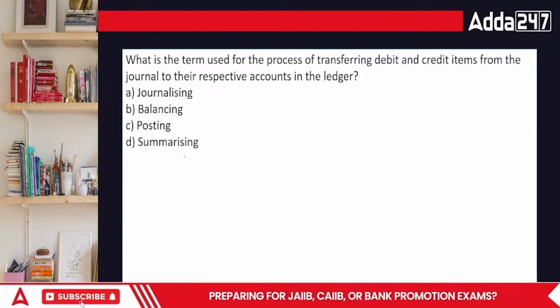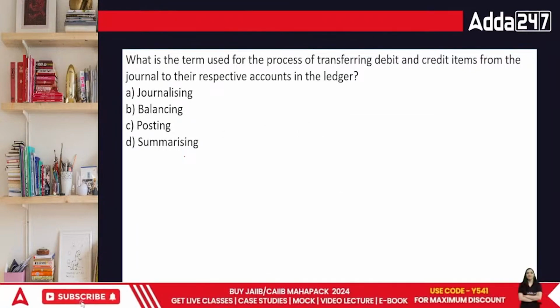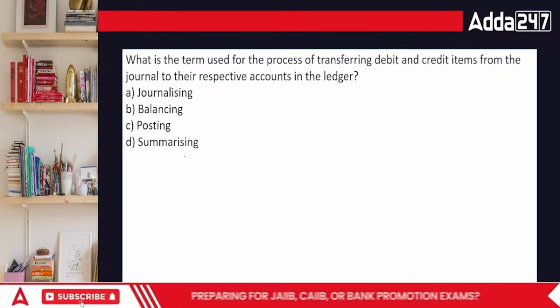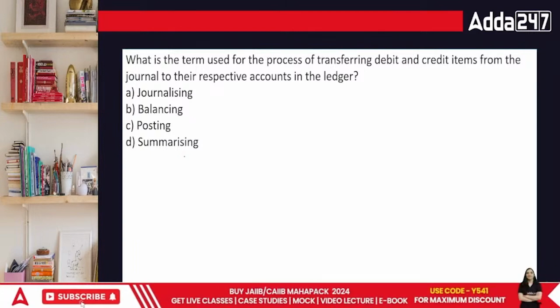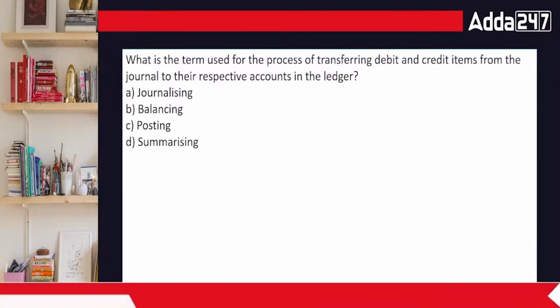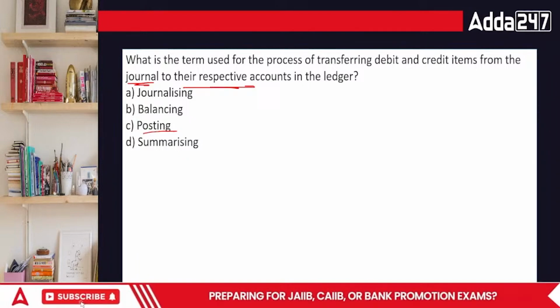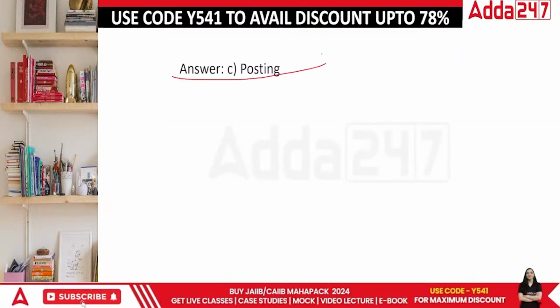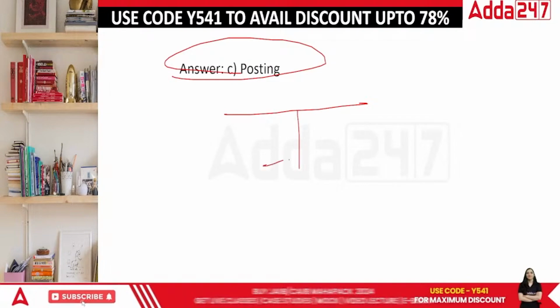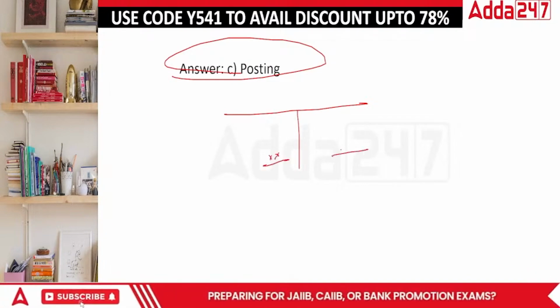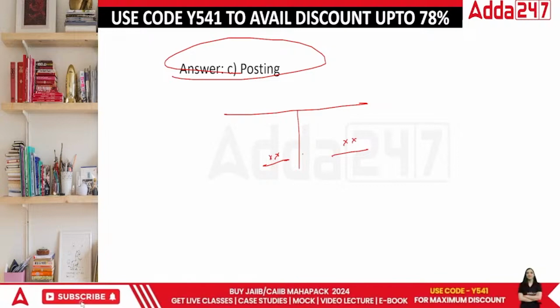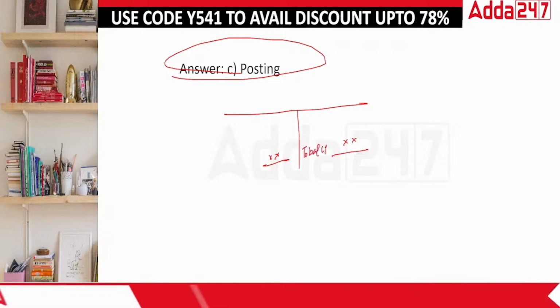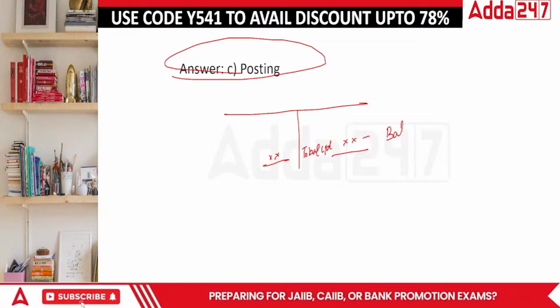What is the term used for the process of transferring debit and credit items from journal to the respective accounts in ledger? Journal, balancing, posting, or summarizing. When we are transferring the particular items from debit and credit from the journal towards the ledger, that is called posting. Then what is balancing? Balancing is when we make a ledger, this side is more, this side is less. If the balancing figure comes here, to make it balance, this is carried down. This process is called balancing.